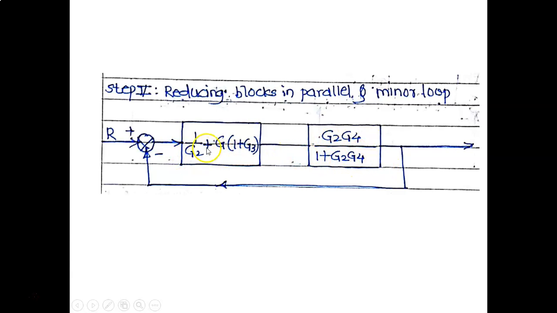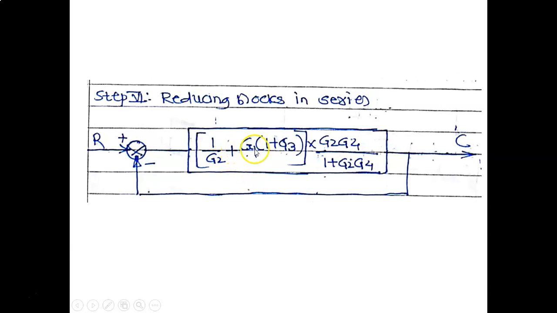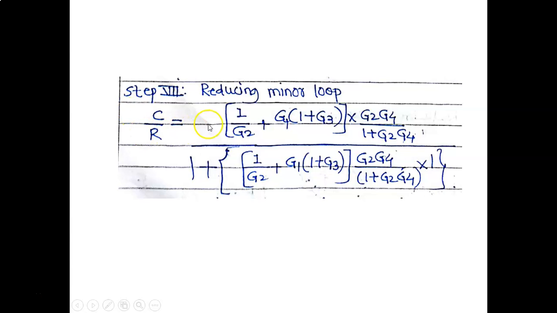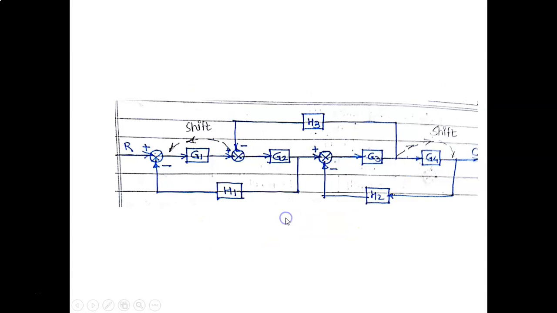Now these two blocks are in series, so we multiply them with each other. Therefore 1 upon G2 plus G1 into bracket 1 plus G3 into G2, G4 divided by 1 plus G2, G4. Now this is again a minor feedback loop having unity feedback. Therefore we will solve that. Therefore C upon R is equal to 1 upon G2 plus G1 into bracket 1 plus G3 into G2, G4 divided by 1 plus G2, G4, divided by 1 plus bracket 1 upon G2 plus G1 into bracket 1 plus G3, G2, G4 divided by 1 plus G2, G4 into 1. Therefore we will solve this.